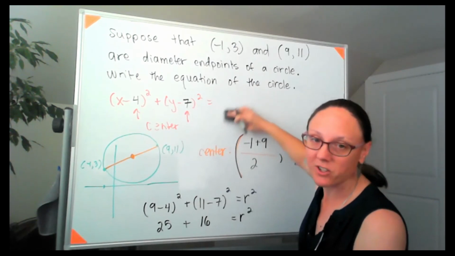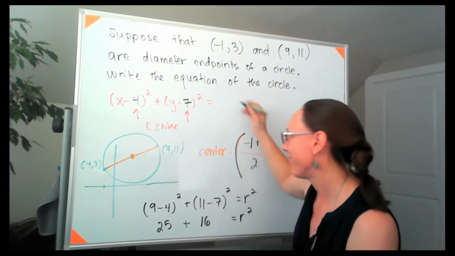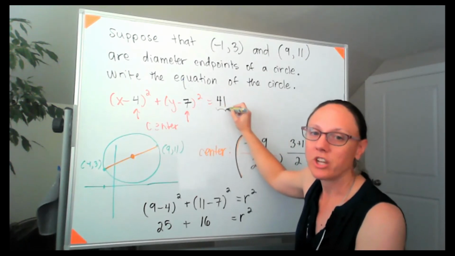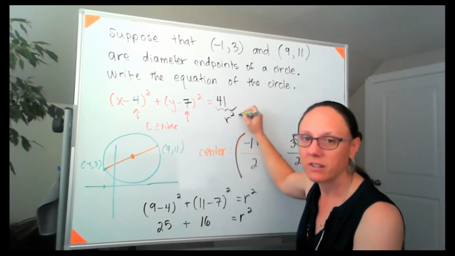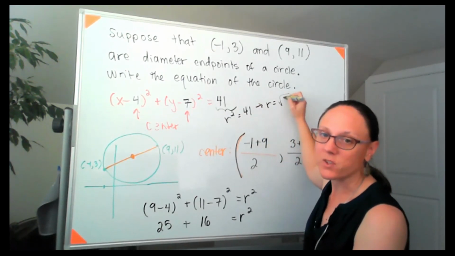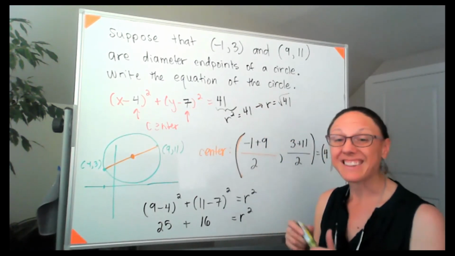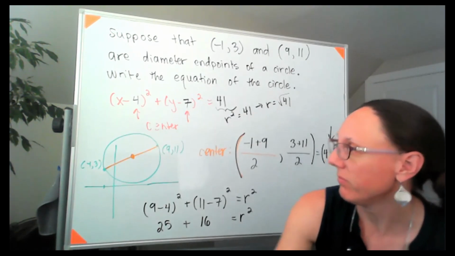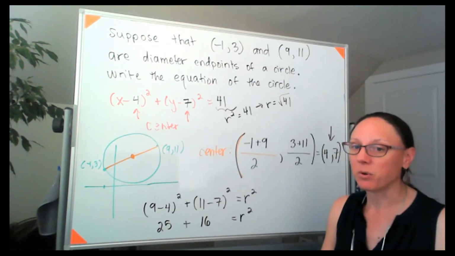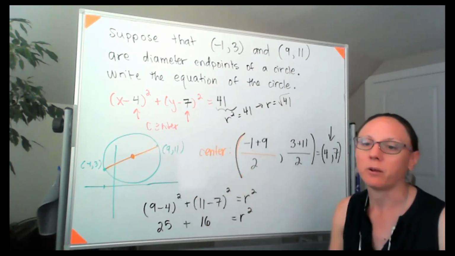I'm going to be careful to erase that word radius there, because my r squared value is 41, which actually means that the radius would be the square root of 41. And if you did the distance formula, right, so this was just one approach. I think it's the fastest approach to just plug one of your 2 endpoints in.